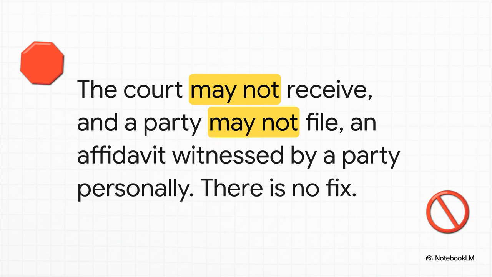Unlike the other errors we've talked about, Rule 441 is absolute. An affidavit witnessed by a party personally cannot be filed and may not be received by the court. There is no discretion, there is no fix. This is a fatal flaw.